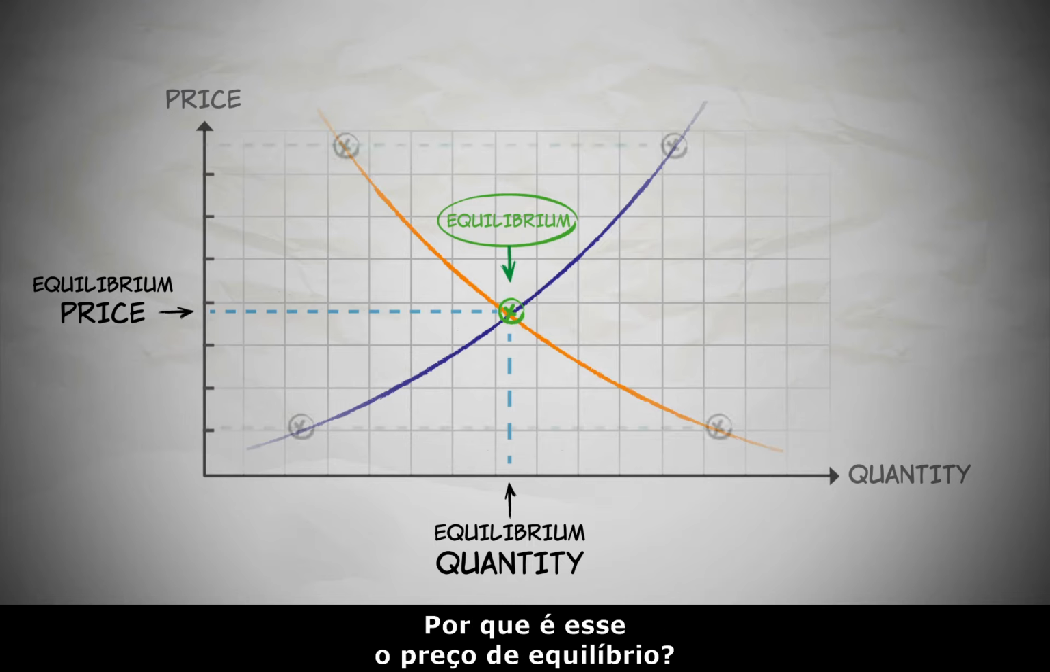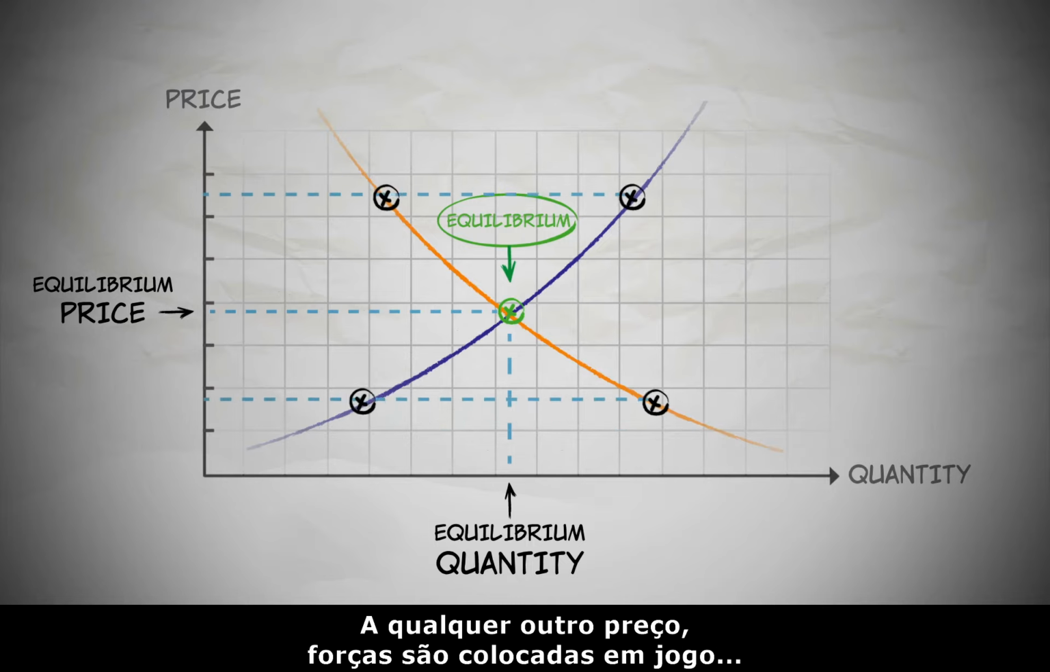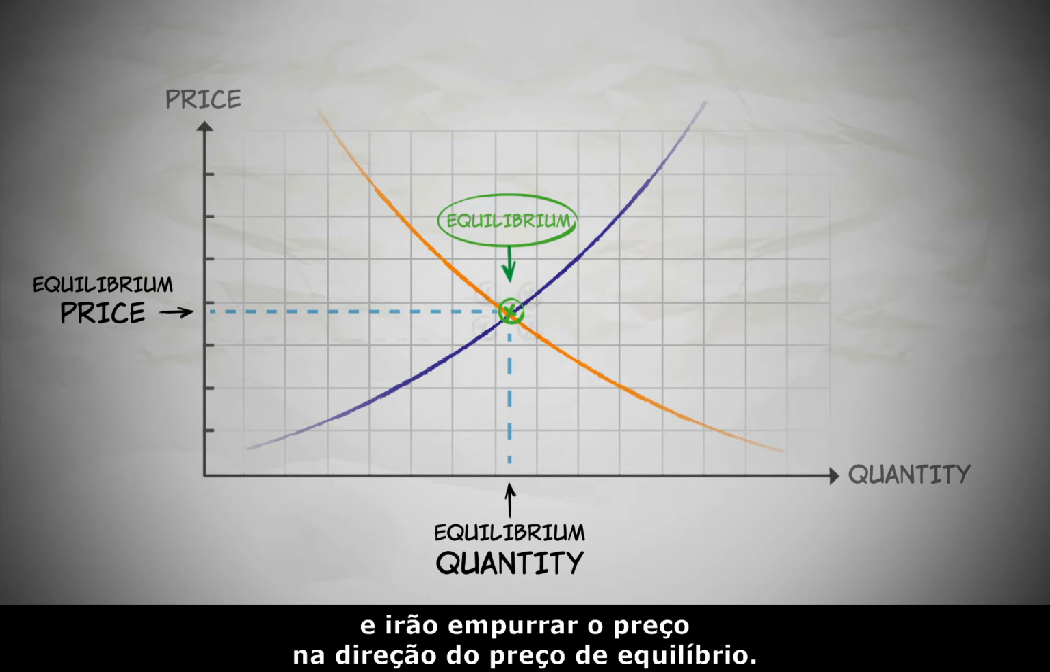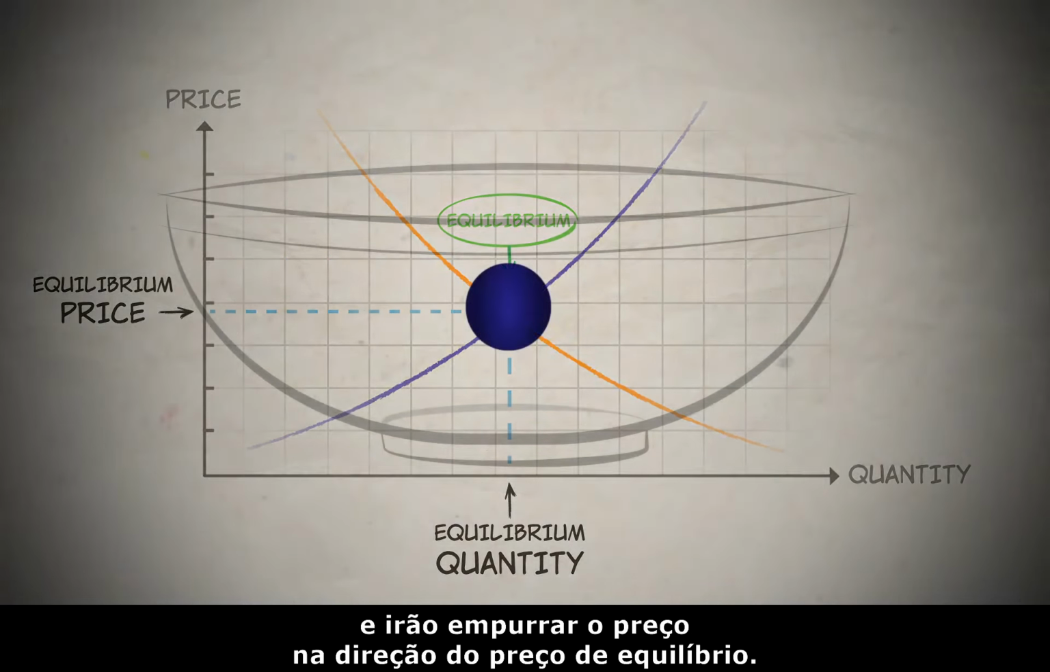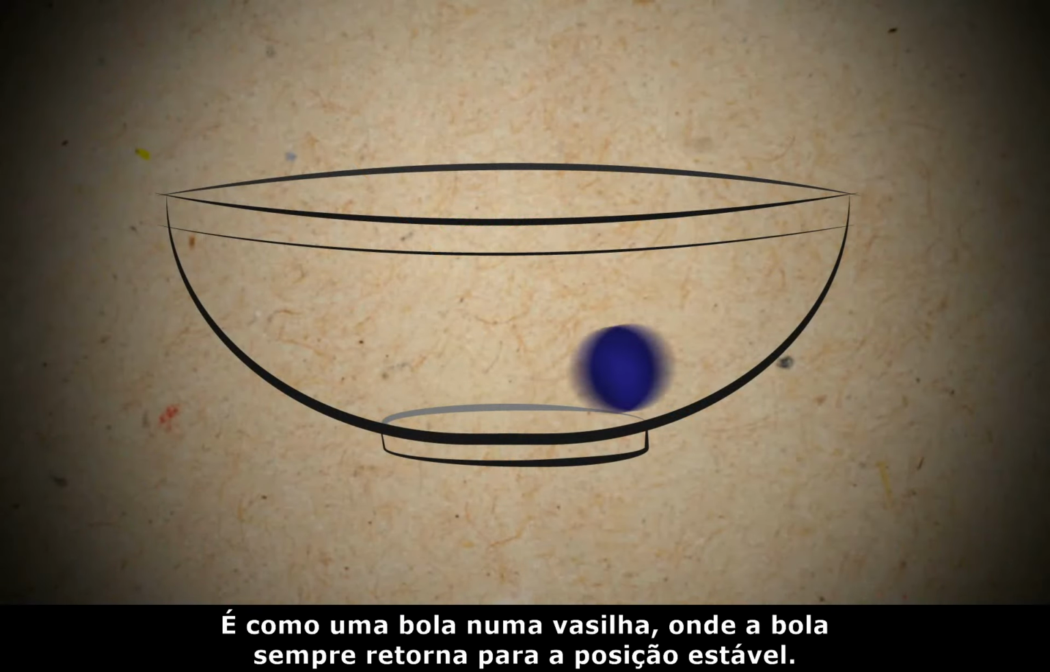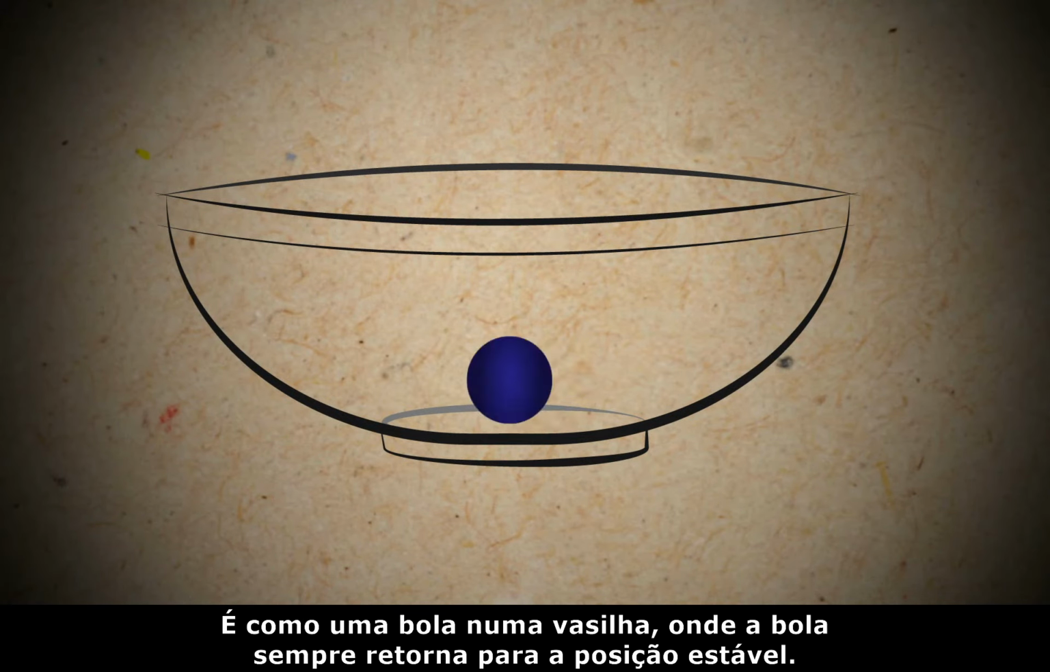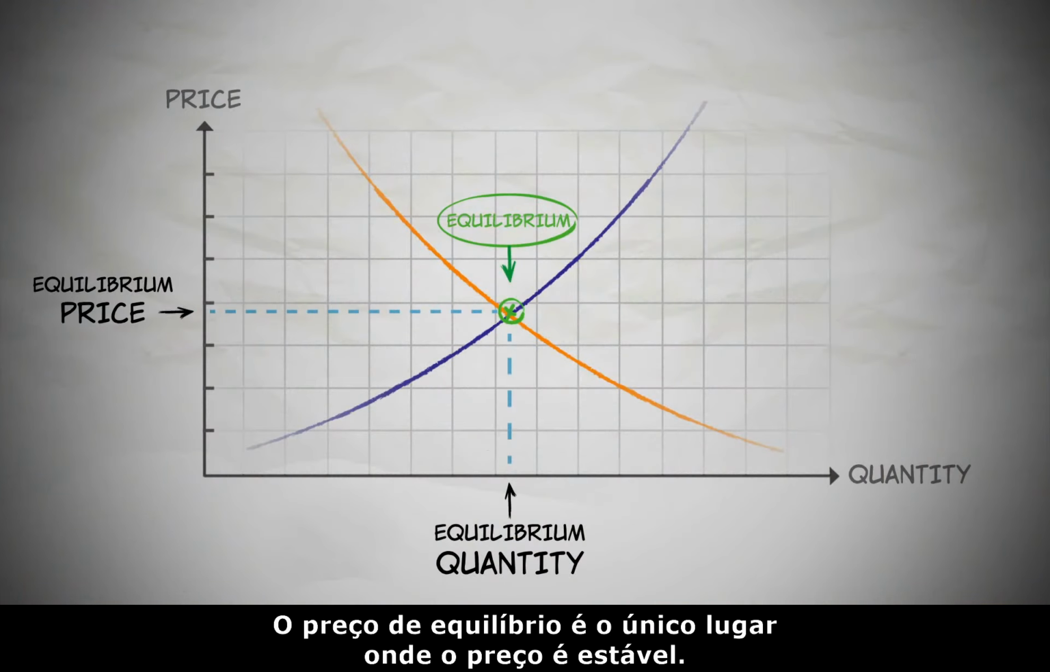Why is this the equilibrium price? At any other price, forces are put into play that will push the price towards the equilibrium price. It's kind of like a ball in a bowl, where the ball always returns to one stable position. The equilibrium price is the only place where the price is stable.